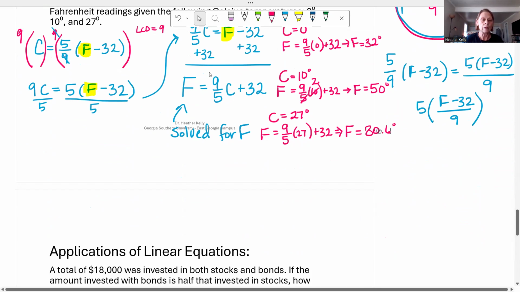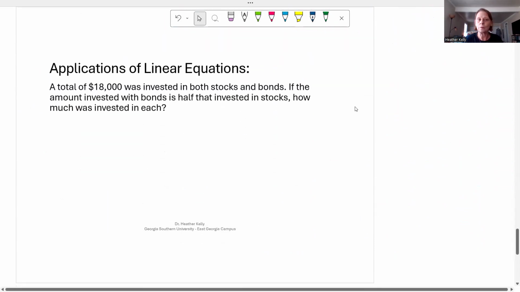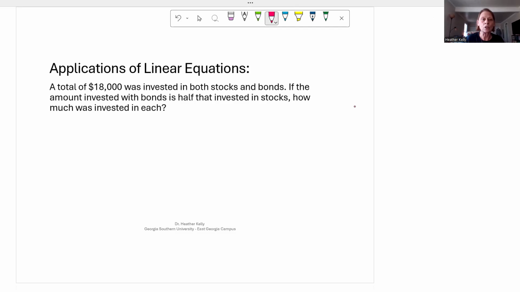Okay, let's take a look at another application of linear equations. Now, this is the key here, and the key is the word linear. And what the word linear means is, sorry, only one variable. Okay, so you have to take note of that. Now let's read the question.